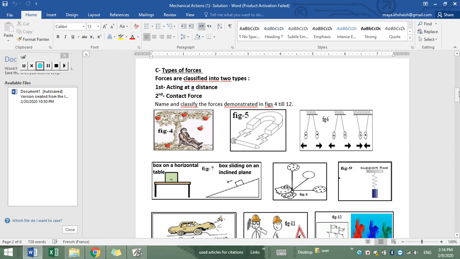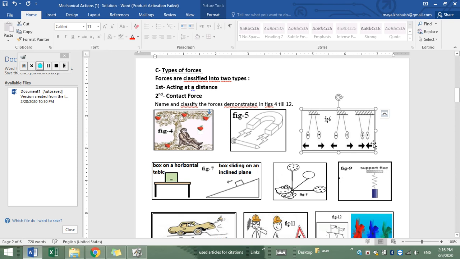Starting with figure 4. As we can see in figure 4, a man sitting under an apple tree, and there's an apple falling down to the ground from the apple tree. In figure 5 we have a magnet attracting a nail. In figure 6 we have a negatively charged body being attracted by a positively charged body. Can you see here the arrows? They are directed towards each other. Here the negative one and the positive one are attracting each other.